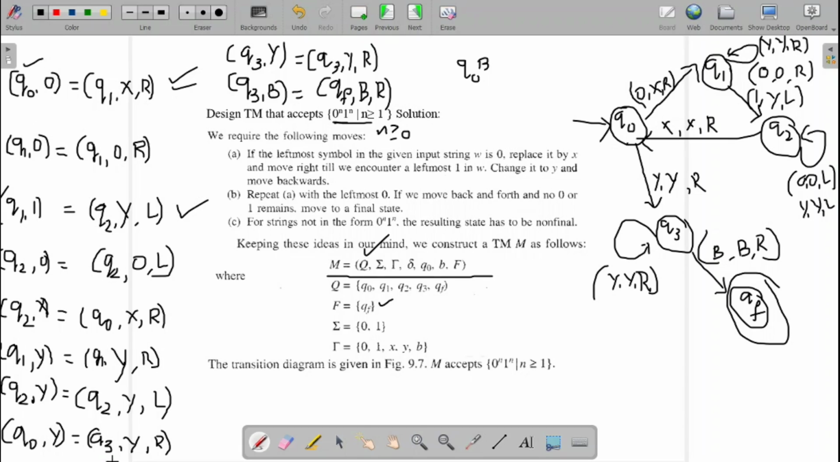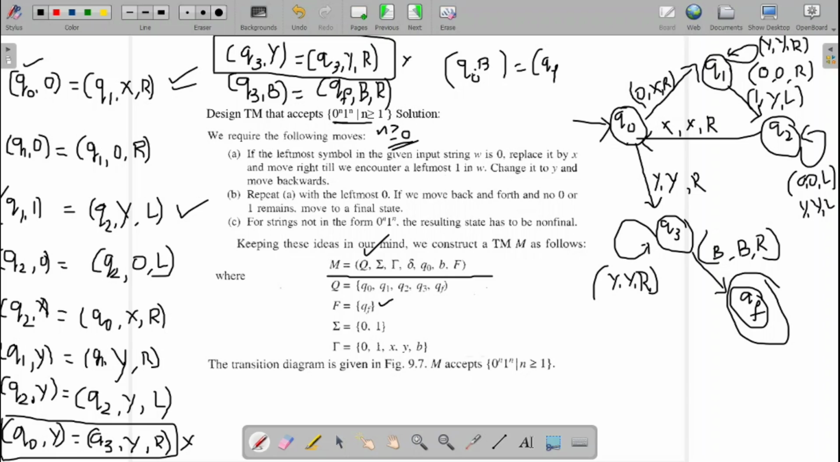You can look, in place of this case, these two won't be there if I go for writing the cases n greater than or equal to 0. So instead of that, Q naught on blank, I will go to my final state. Here Q3 on blank we are going, but here Q naught on blank only we will go to my final state, QF, blank as it is, and the right. So this is the alteration you need to make for n greater than or equal to 0.